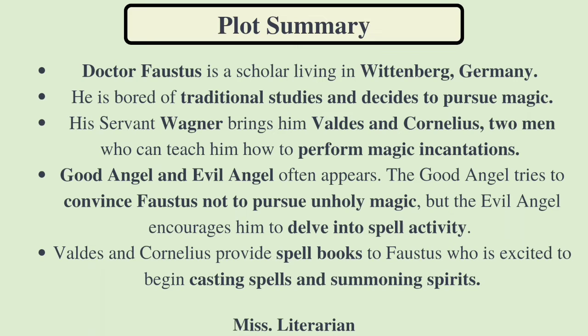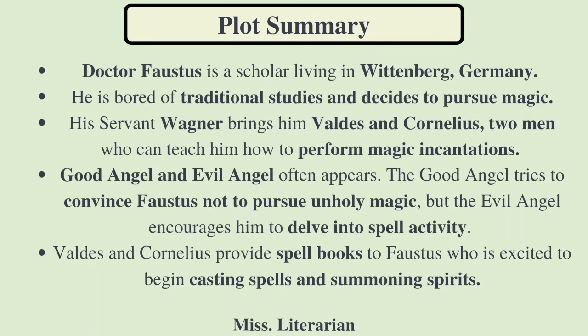Now as he begins to learn, there are two angels that appear. One is a good angel, another is an evil angel. The good angel tries to convince Faustus not to pursue unholy magic. In contrast, the evil angel encourages him to do and perform all evil activities.